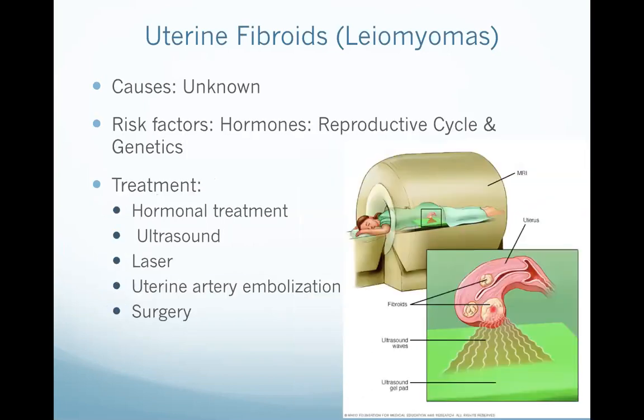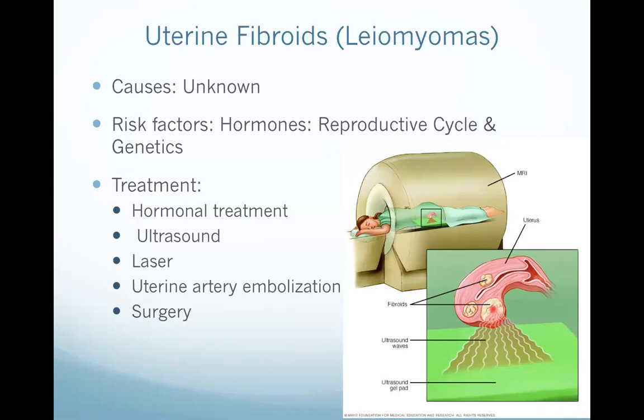All right, so I have here uterine fibroids, no known cause. Risk factors, things that can potentially cause them, might be high levels of hormones, being on hormone therapy for a long period of time, or maybe reproductive or genetic problems. Treatments, again, are going to be hormone treatments, so they know that if hormones are a risk factor, you can take birth control pills, but usually they can surgically go in and remove them.